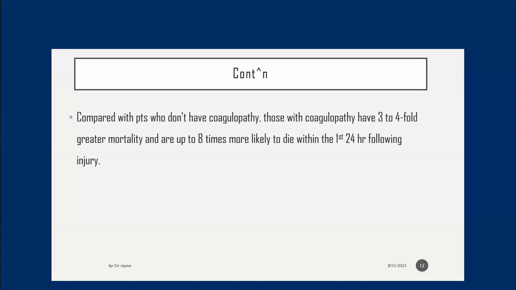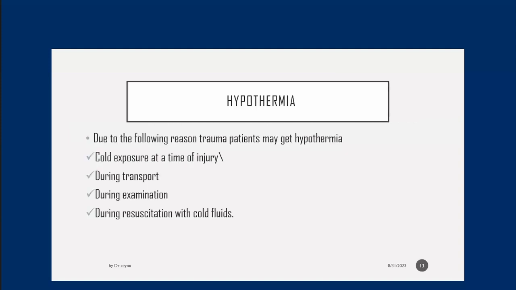So compared with patients who do not have coagulopathy, coagulopathy patients generally have a 3-fold greater mortality and are 8 times more likely to die within the first 24 hours following injury. And another terrible trait of trauma is hypothermia. As we know, for different reasons, hypothermia can occur in the background of a trauma patient. So they have a lot of reasons to be hypothermic.